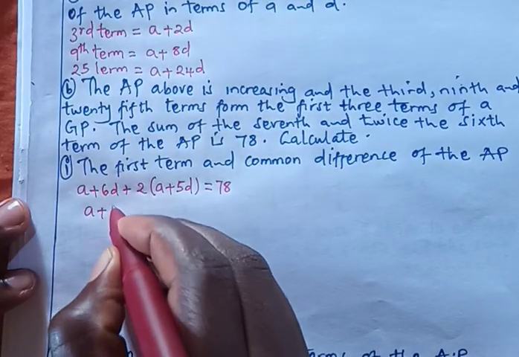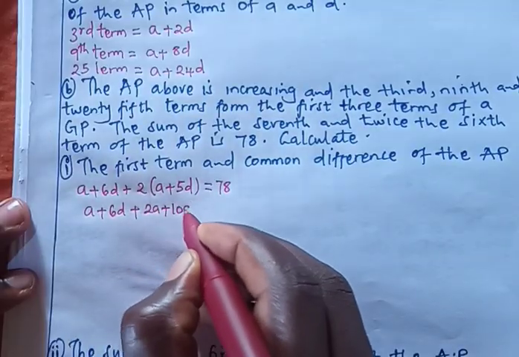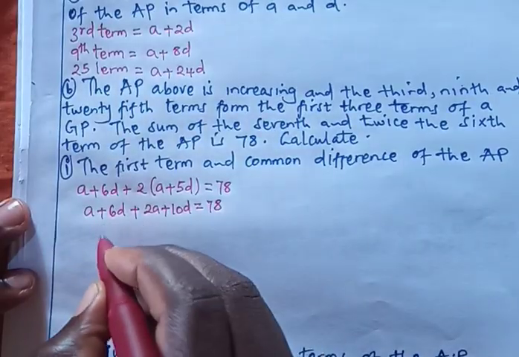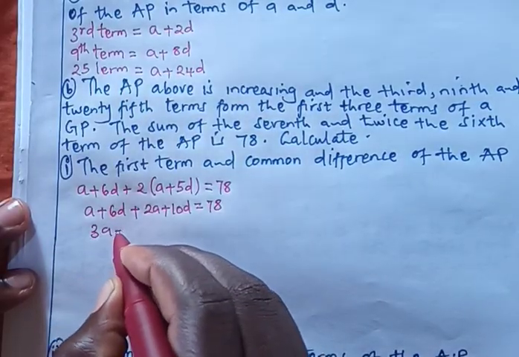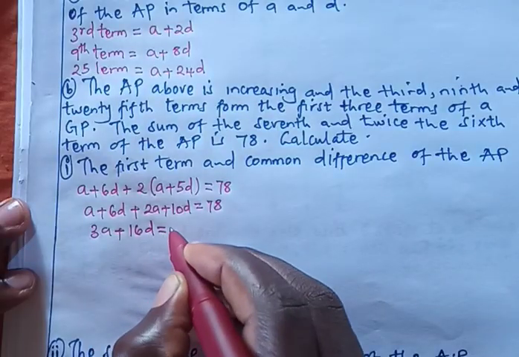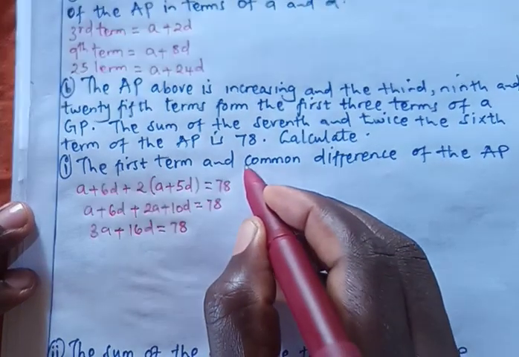Now, A plus 6D plus 2A plus 10D is going to give us 78. Put like terms together: 3A plus 16D must give us 78. Very well. Now let us proceed.